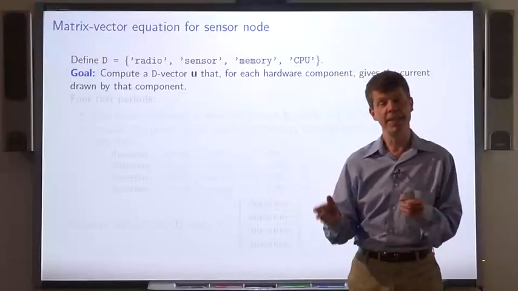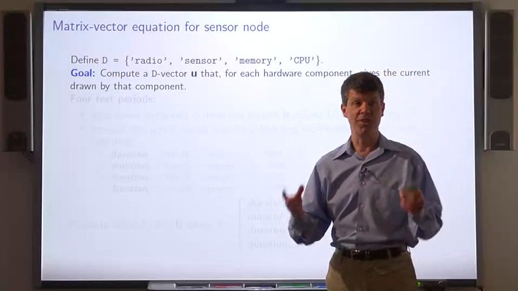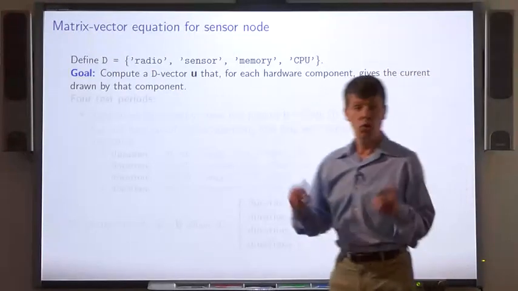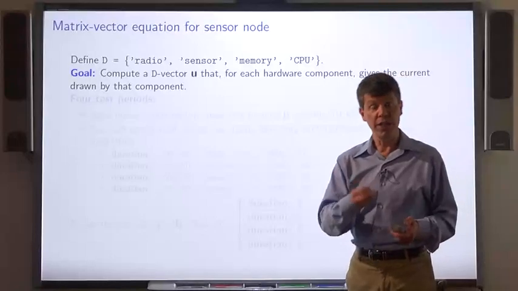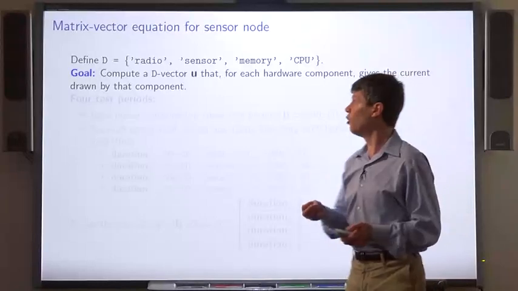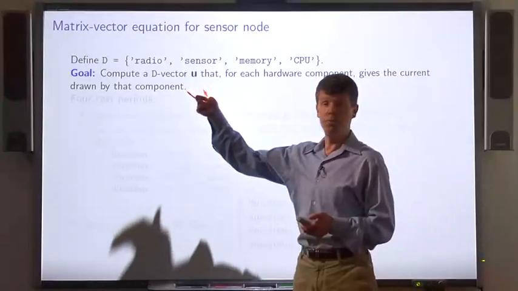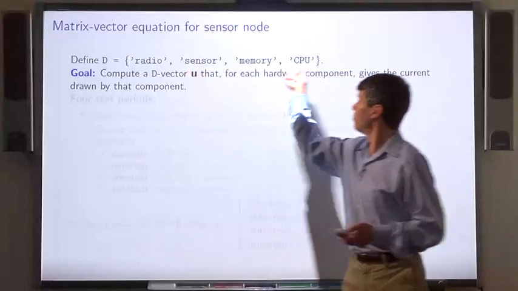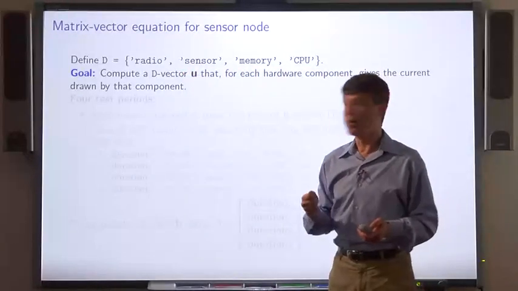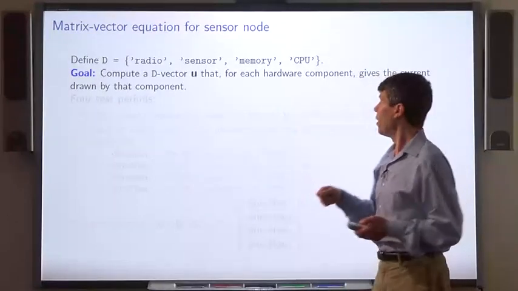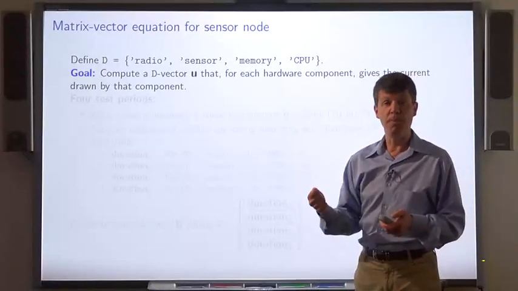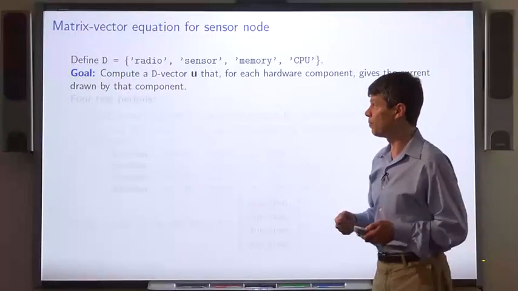Let's see how to formulate the sensor node problem as a matrix vector problem. Remember, our goal is to compute the current draw for each of the hardware components in our sensor node. We define a domain to be the radio, sensor, memory, and CPU. Those are the hardware components. And our goal is to compute a vector U that maps each hardware component to the current drawn.